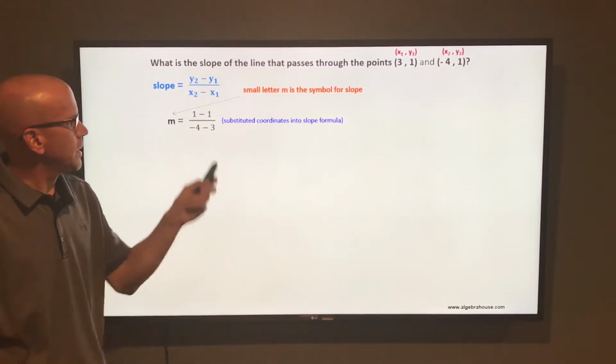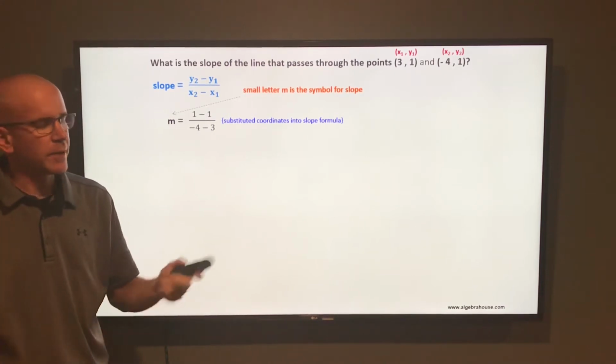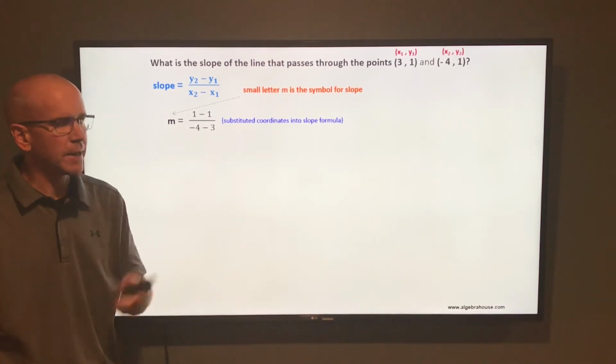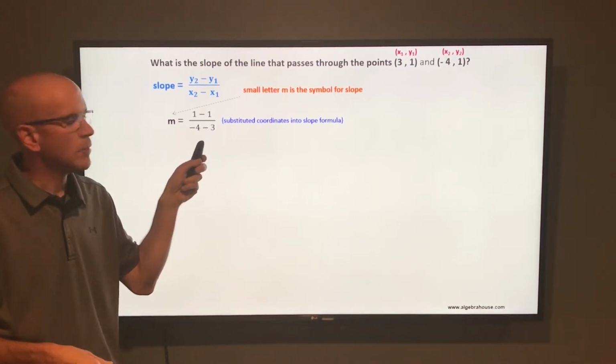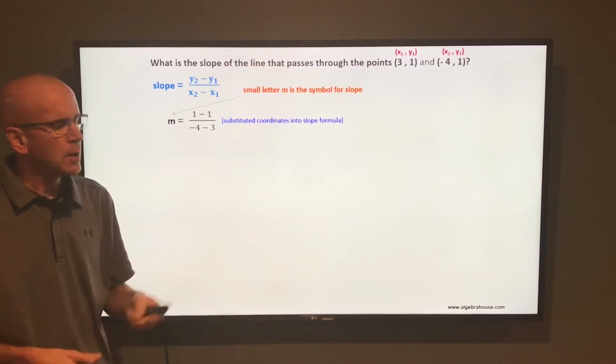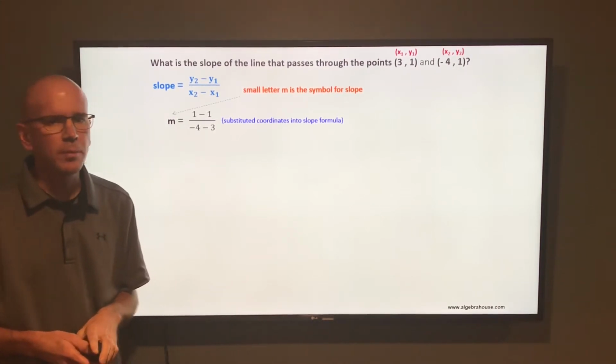So the vertical change, the change in the y coordinates, is 1 minus 1. And the horizontal change, the change in the x coordinates, is -4 minus 3. This is the rise. The vertical change is the rise. The horizontal change is the run. Also to note, small letter m is the symbol for slope.